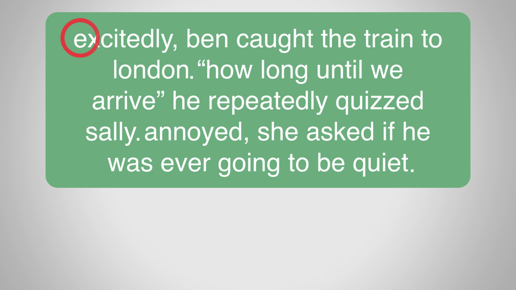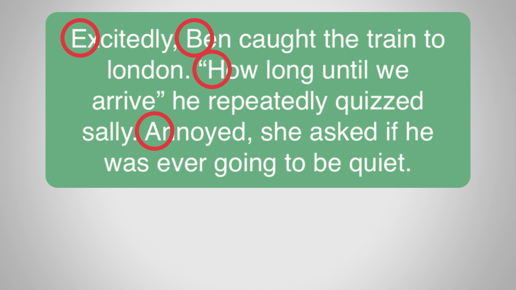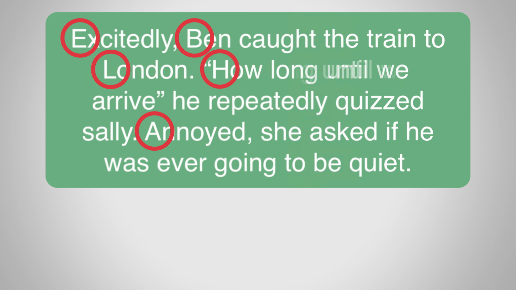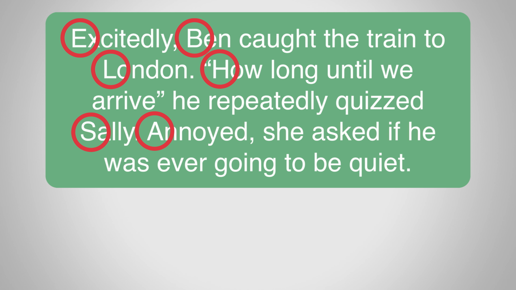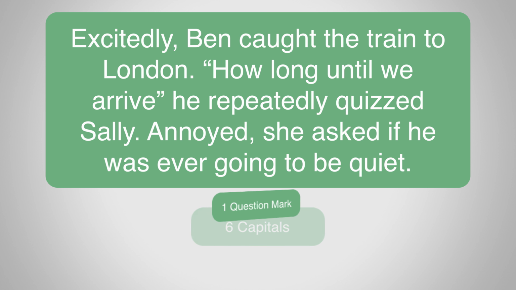So that's a capital E here, a capital H here, and a capital A here. We also know we need capitals on any proper nouns. So that's a capital B on Ben, a capital L for London, and a capital S for Sally. So that's 6 capitals, so we've found them all. Brilliant.